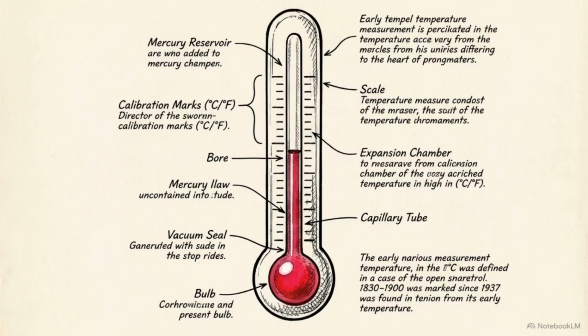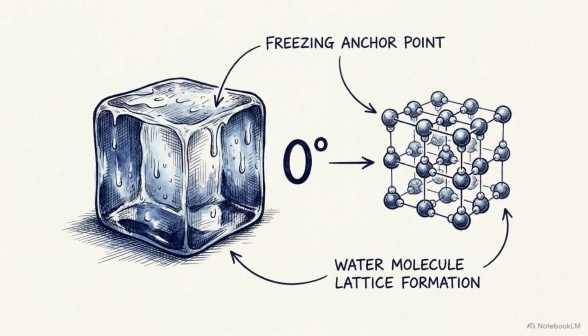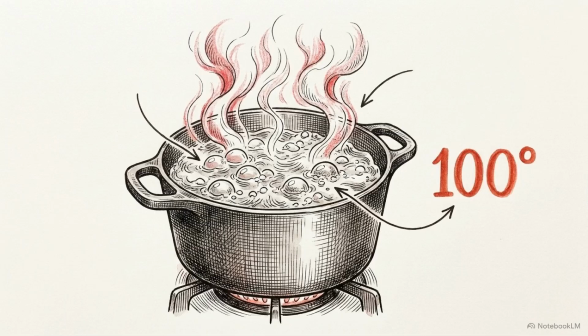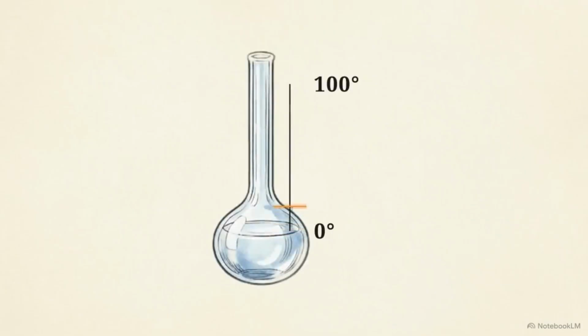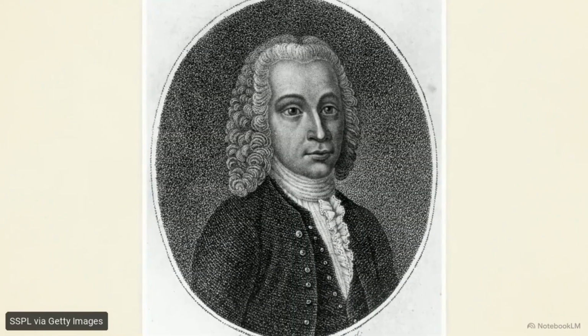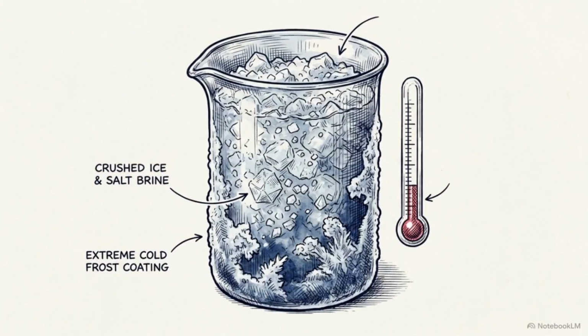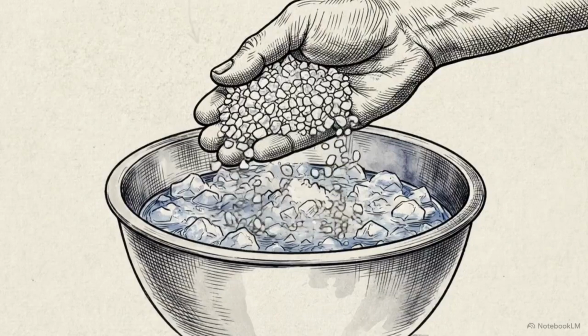But a rising column of liquid is useless without a scale to read it against. In 1742, Anders Celsius devised a way to standardize this expansion into a universally measurable language. Celsius anchored his scale to water. 0 point exactly where water freezes, and 100 exactly where it boils, divided into 100 equal steps.